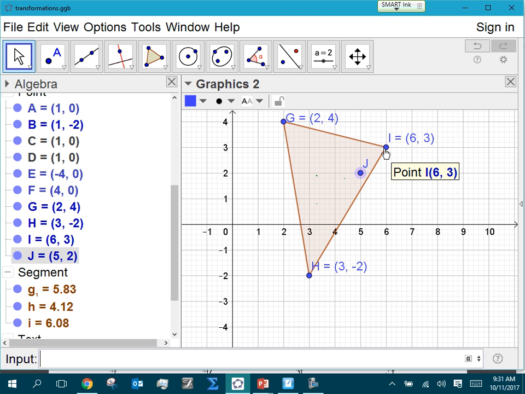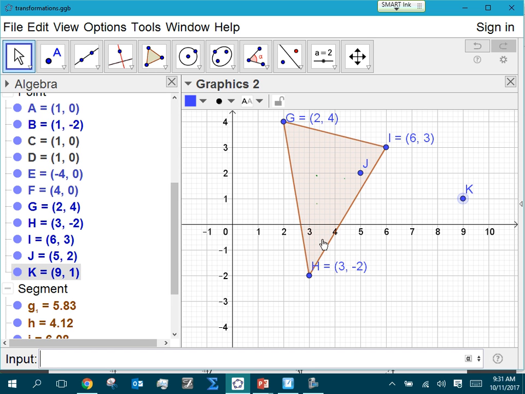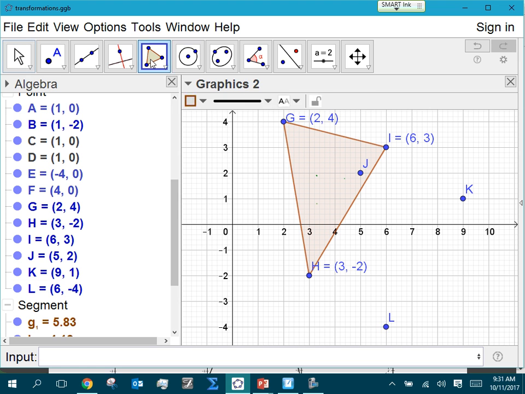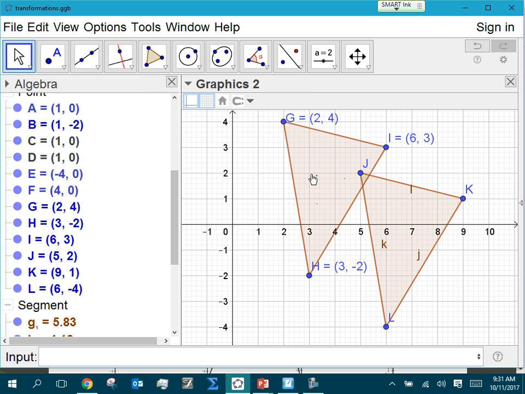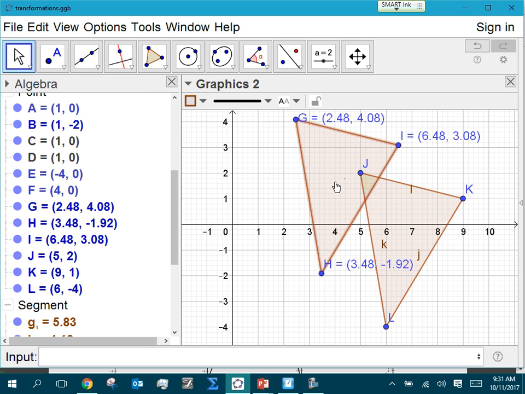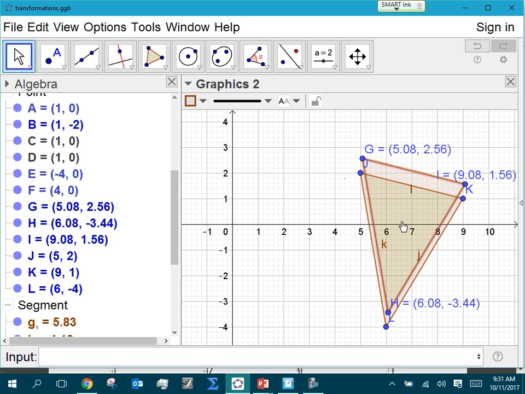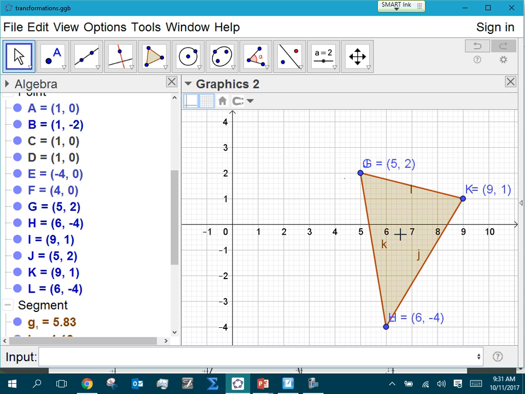Should I be able to do the same thing with this one? Move it 3 units right, 2 units down. So that's going to give me 9, 1. And then this one should go to 6, negative 4. And now if I connect those as a polygon, this triangle has been moved to the right 3 units and then down 2 units, and they match, right? Those were referred to as a translation.